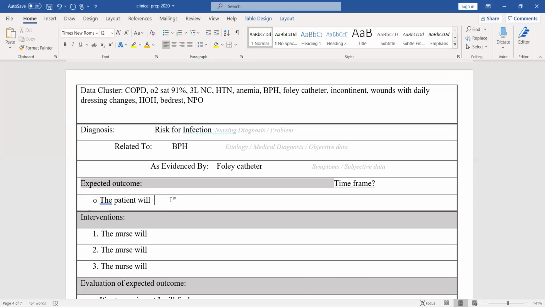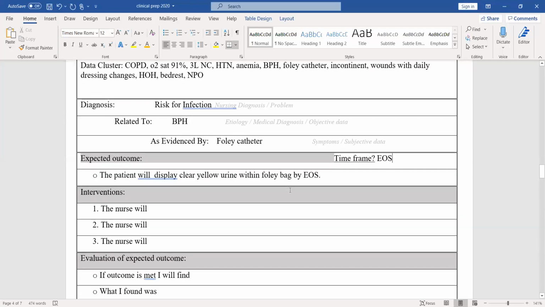Maybe I want to look at the urine coming out of the Foley catheter within my shift to make sure that there isn't any significant change. So the patient will display clear yellow urine within Foley bag by end of shift. That's a SMART goal. It's specific, it's measurable. The time frame here is end of shift. Maybe your time frame is in 2 hours. We can talk about that. I'll do another one below.